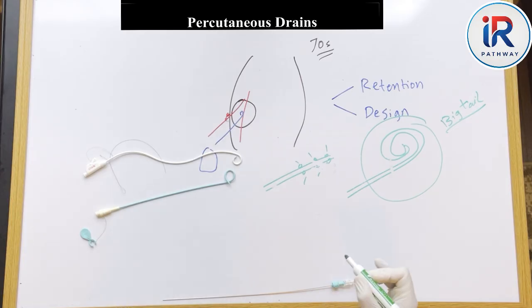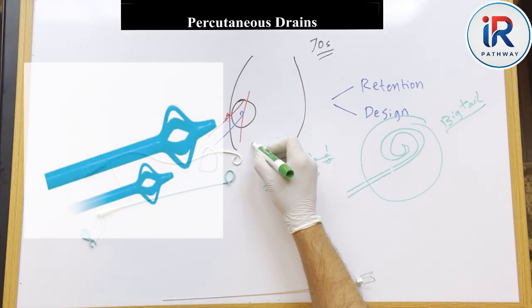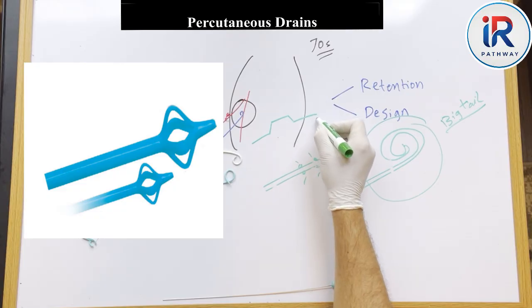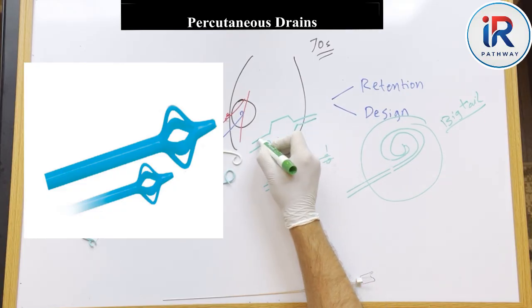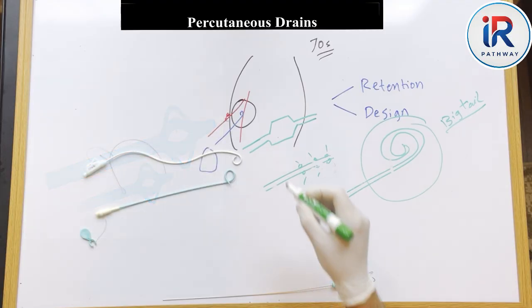There are other ways to secure a drain besides the pigtail. One example is the Malecot catheter. It has wing-like extensions like this, so the catheter stays in place and doesn't slip.